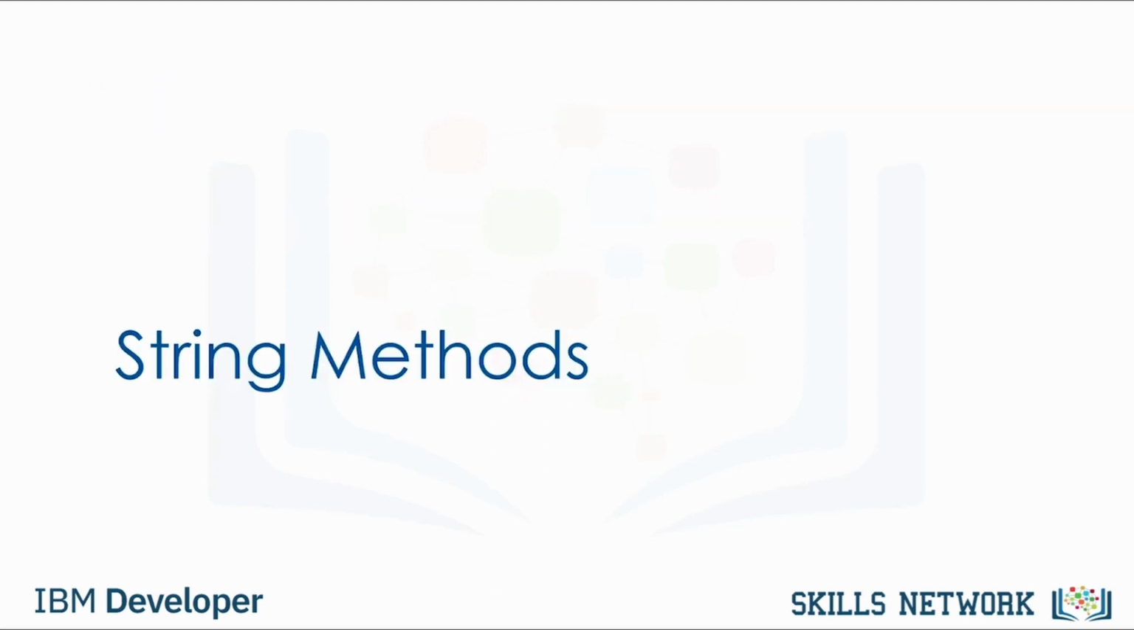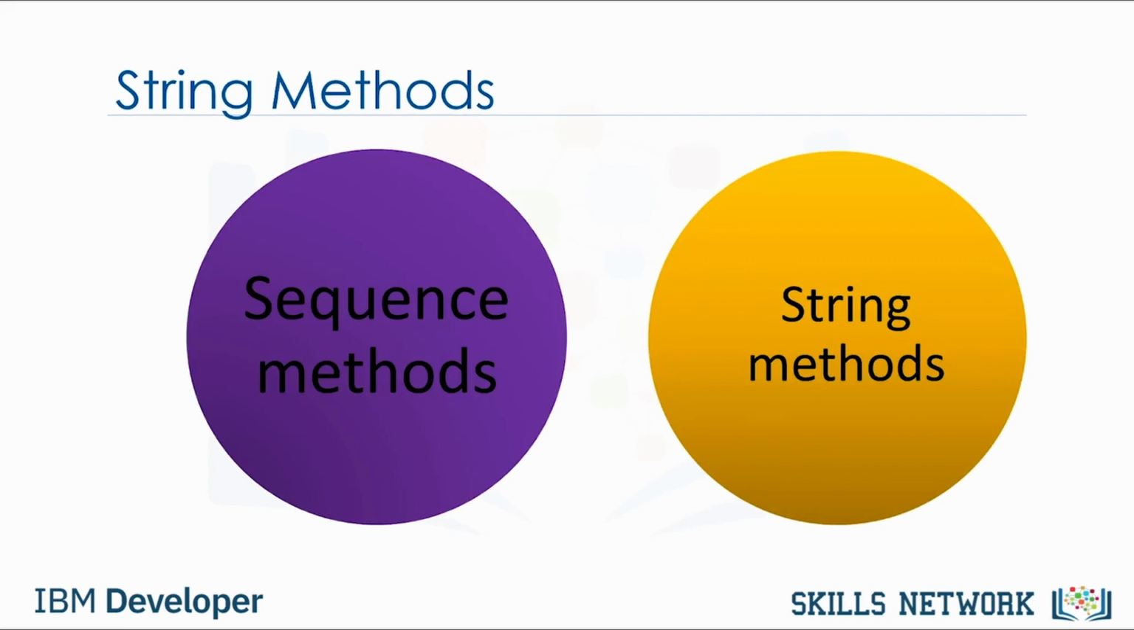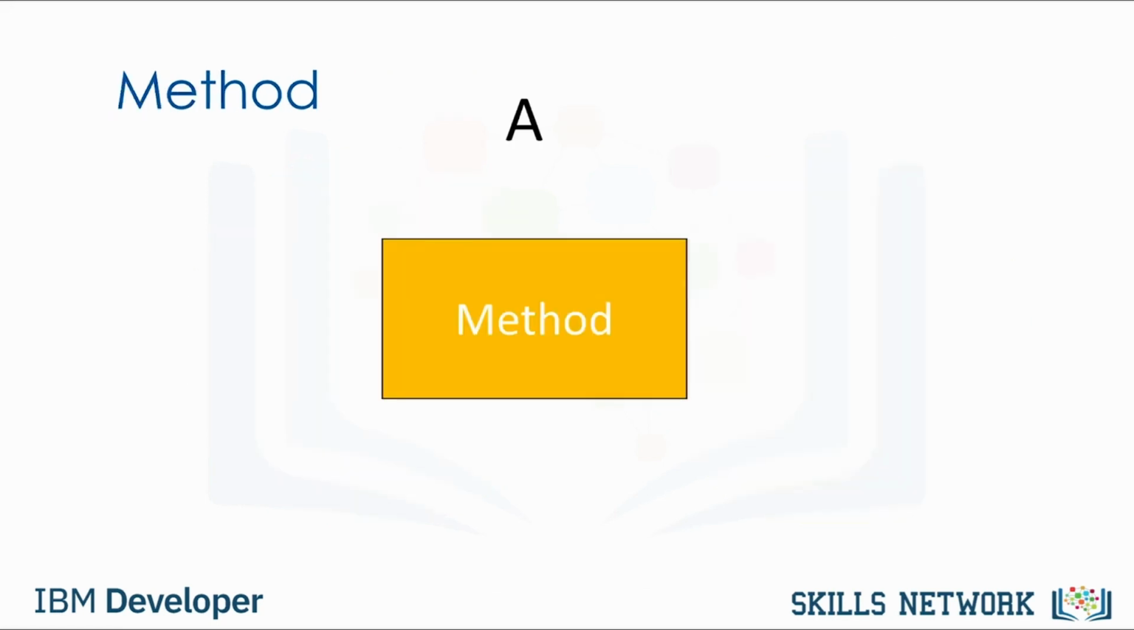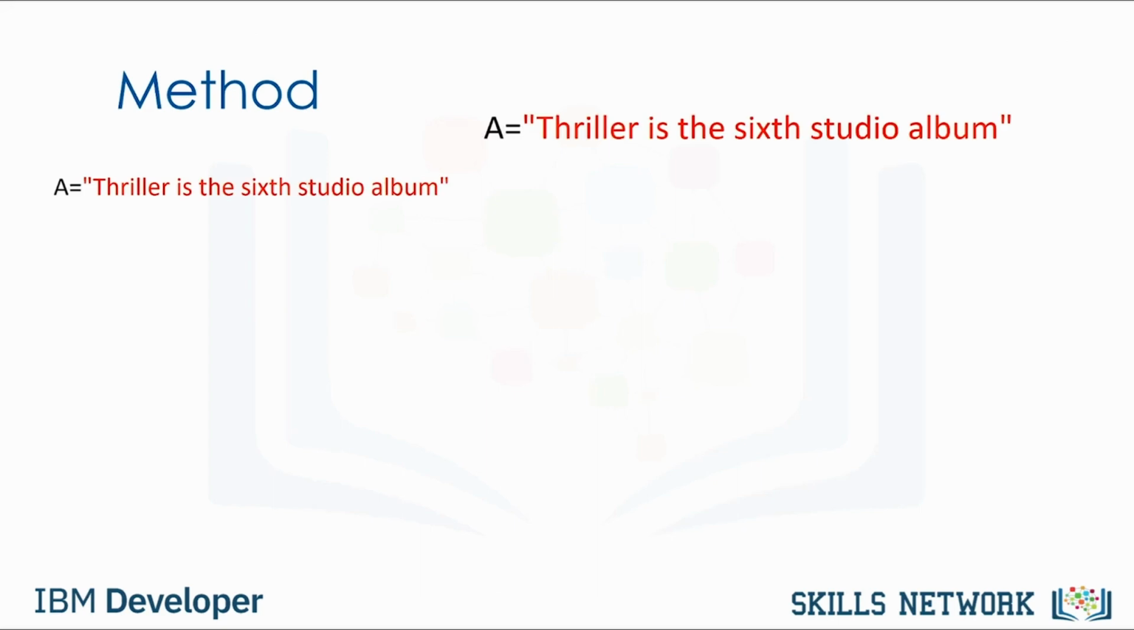Now let's take a look at string methods. Strings are sequences, and as such, have methods that work on lists and tuples. Strings also have a second set of methods that just work on strings. When we apply a method to the string A, we get a new string B that is different from A. Let's do some examples. Let's try with the method upper. This method converts lowercase characters to uppercase characters.